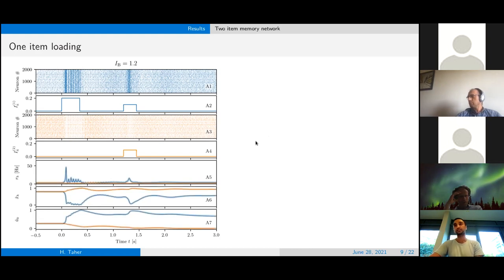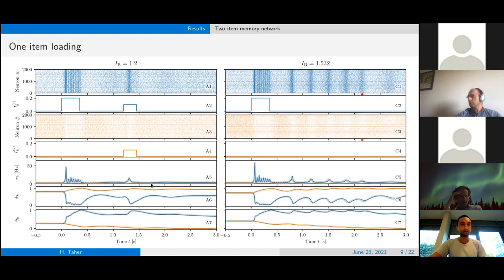The second case, by the way, again, you see here the DACA curve and the shaded curve. These are network versus mean field results, and we see, again, the perfect agreement. On the second column, we see a different working point. The background current is 1.5.